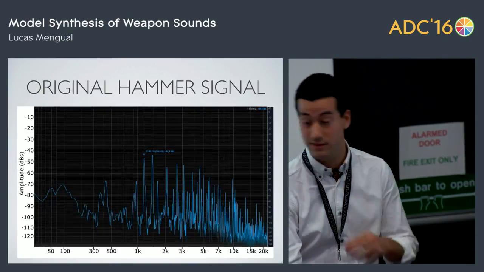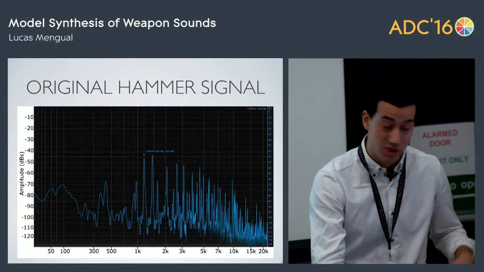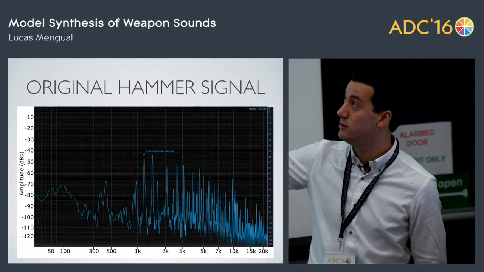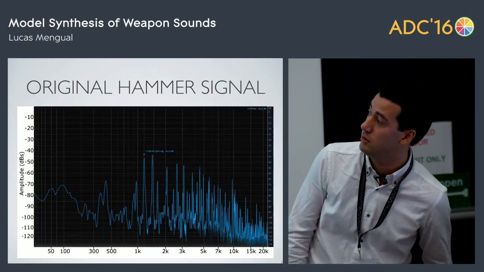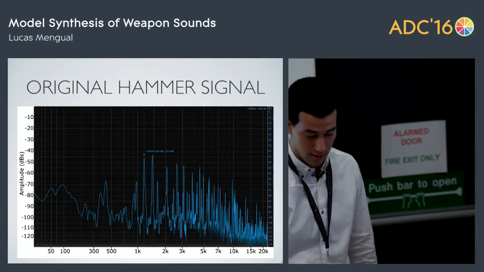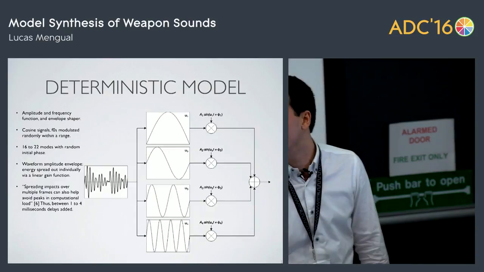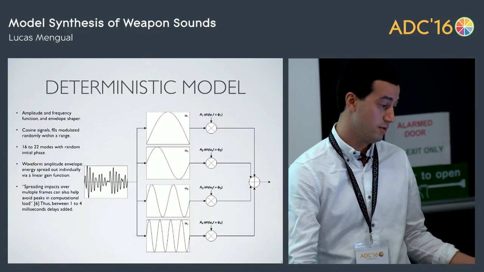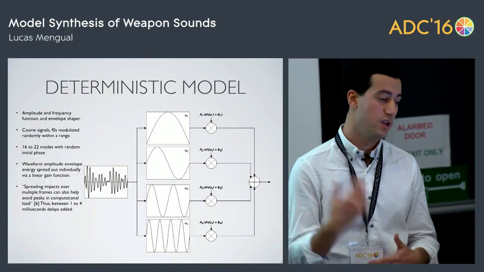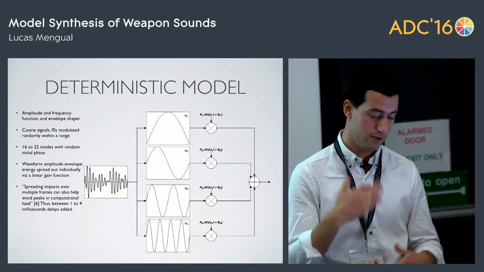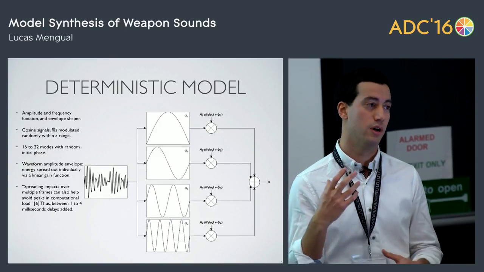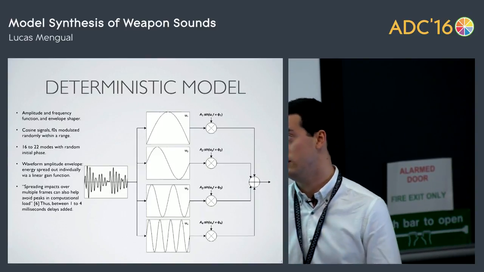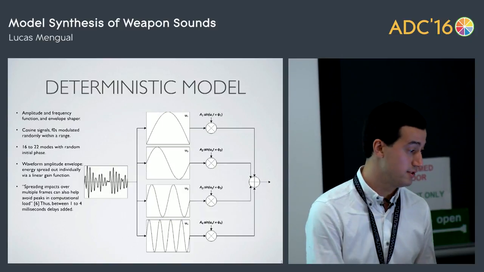But here we have an original spectrogram of the hammer. You can see the modes and everything, very clean, and the background noise in the back. For the deterministic model, after the analysis, we added an array of sine waves, and we are shaping each of them with an amplitude envelope, and each of them has its own gain and, of course, its own frequency.